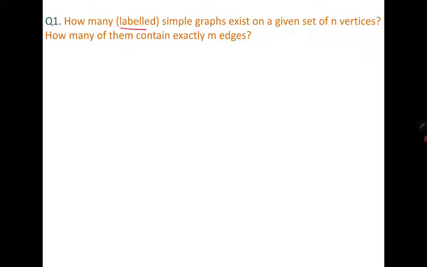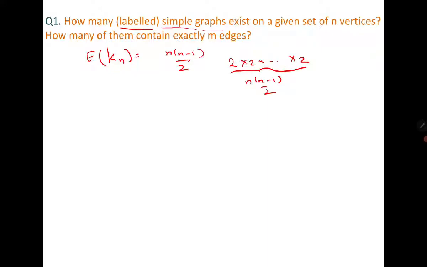So the word labeled is important, which means that we know that in Kn the number of edges is n(n minus 1)/2. Now each edge is distinct if the graph is labeled, and each edge can be present or cannot be present in the graph. This is why each edge has two choices, and in total there are n(n minus 1)/2 edges, and therefore the total number of simple graphs is 2 raised to the power n(n minus 1)/2.